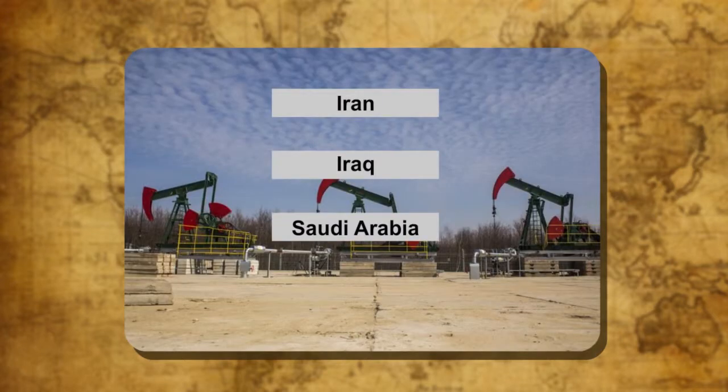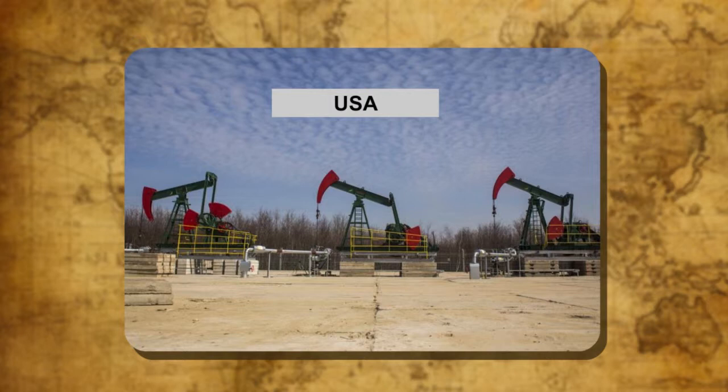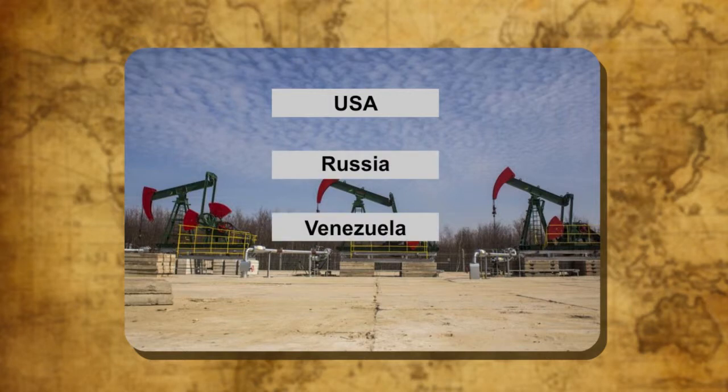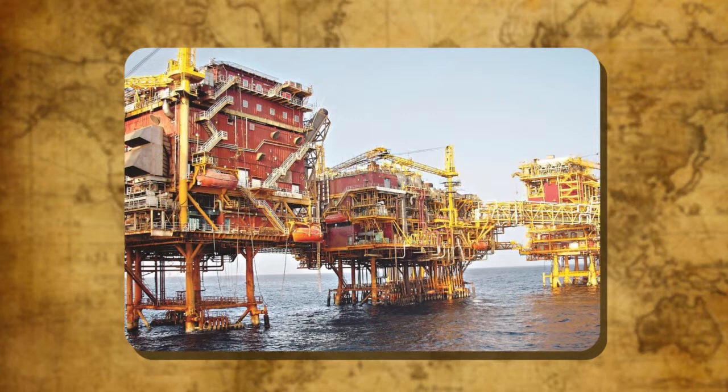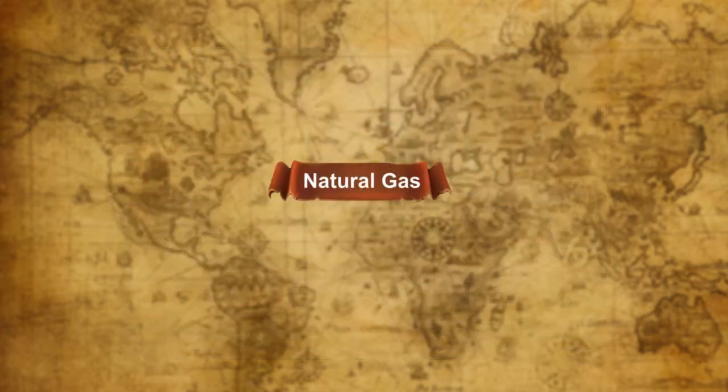Iran, Iraq, Saudi Arabia, and Qatar are chief petroleum producing countries in the world. USA, Russia, Venezuela, and Algeria are other major producers. In India, it is produced in Digboi in Assam and in Bombay High. Assam is the oldest oil producing state in India.